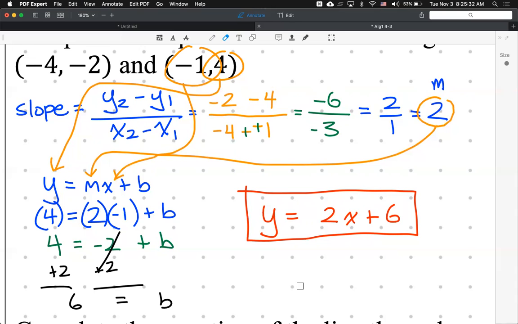I agree that if you assume that this negative 1, 4 on the right is your second point, then y2 should really be 4. But that way also works. As long as you're doing 1 point minus the other, 1 point minus the other in the same order, then you'll still get the right answer. Great question. Yeah, any other questions?